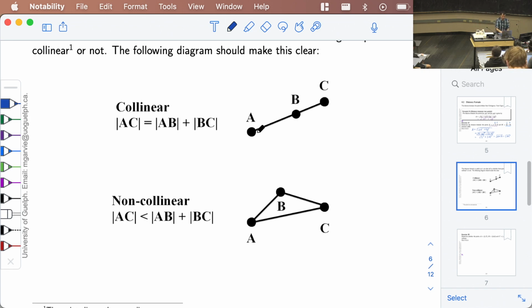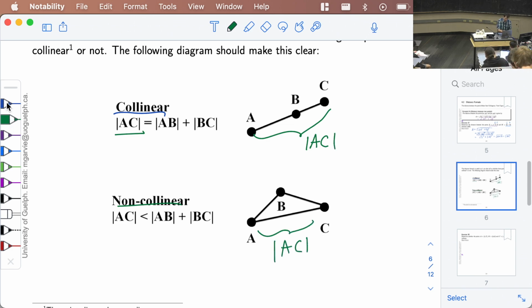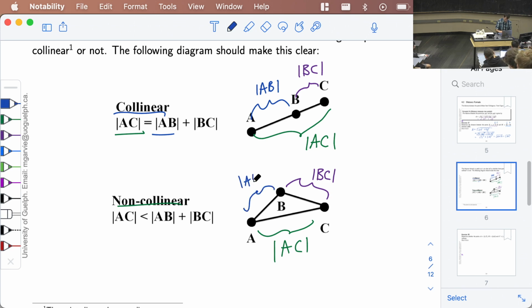Thank you. So either the 3 points are all in a line, like this, and we call that collinear, or they're not in a line, and they make a little triangle like this. And the nice thing about points in a line or not in a line is you can tell just by looking at the lengths. If you look at these 3 lengths, AC is this big length, and the other two lengths, AB and BC, look like this. Depending on how they line up, you can figure out if they're collinear or not.